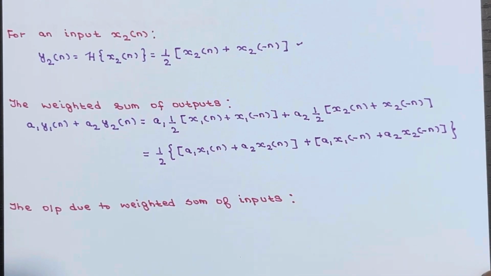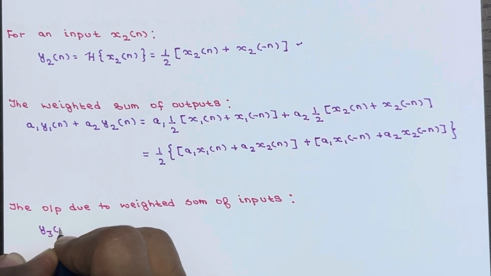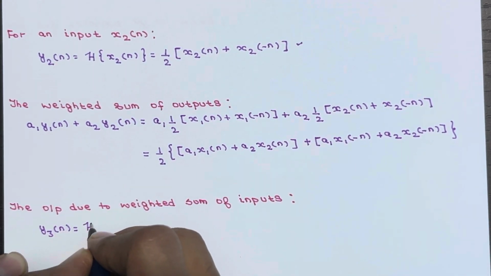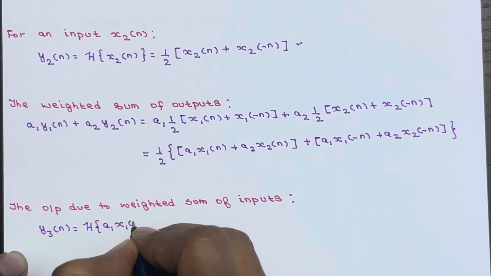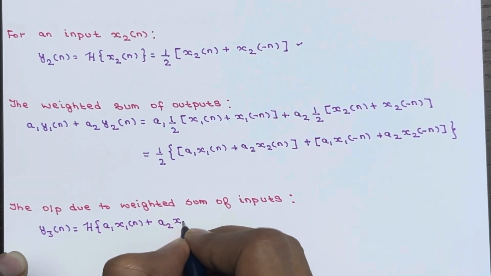Fine. Now let's move further and see the output due to the weighted sum of inputs, meaning y3 of n, which is basically the transform of a1 into x1 of n plus a2 into x2 of n.